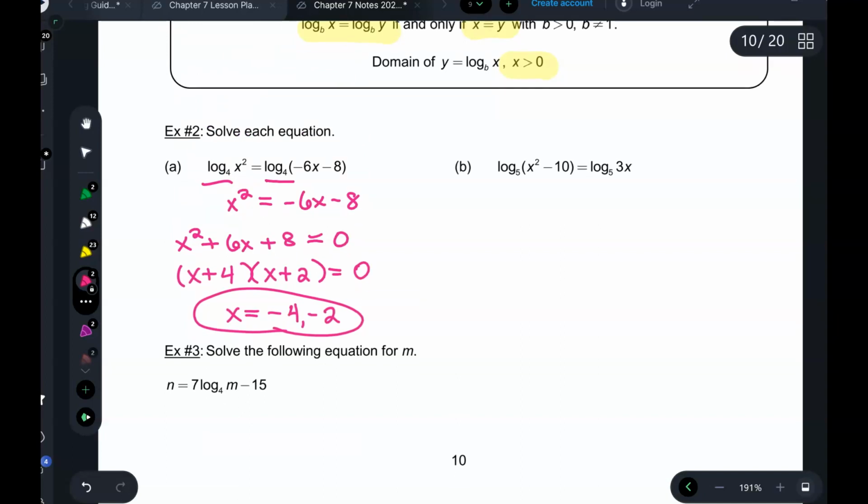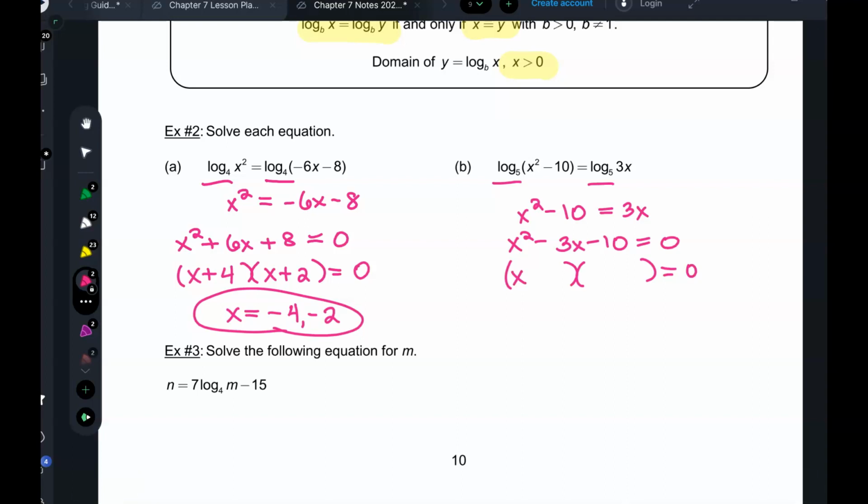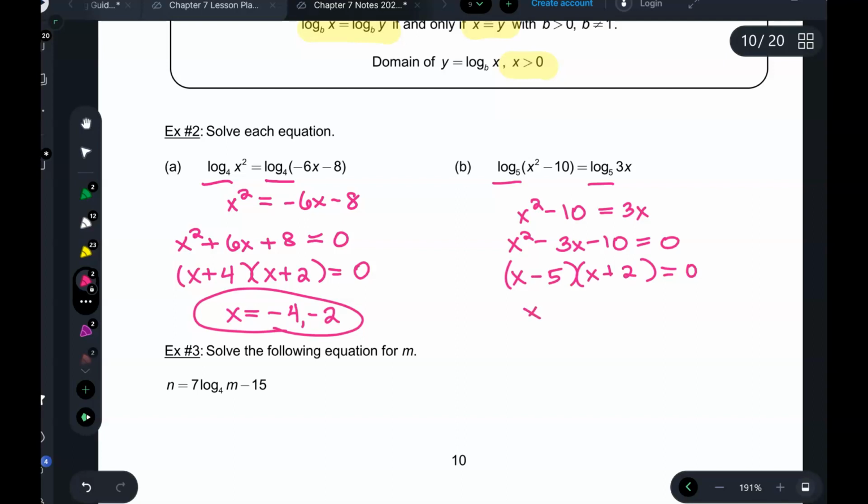Okay. How about the next one? Right, they're going to cancel. We have log base 5 on both sides. Let's get everything on one side. Also factors. What's this one factor? -5 and x plus 2. So x equals 5 and -2.